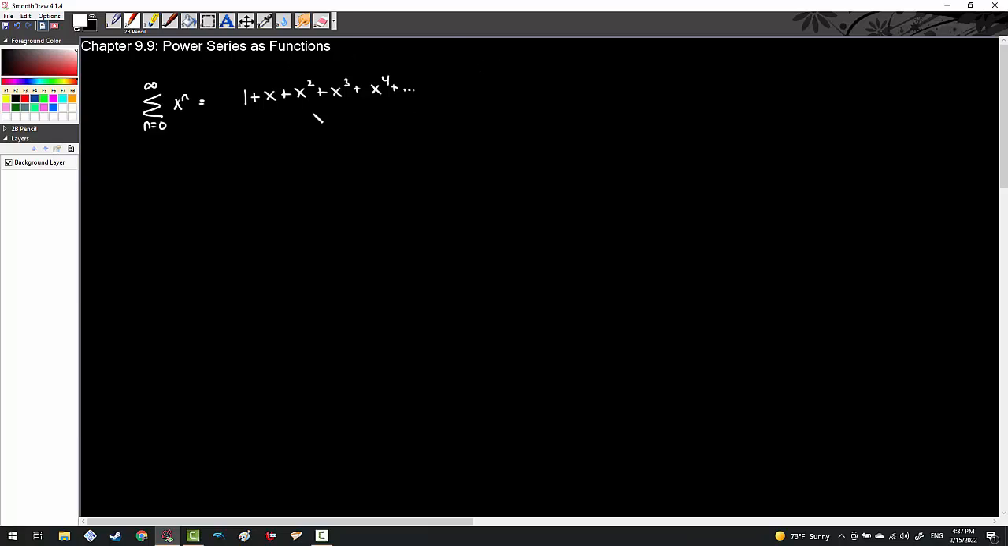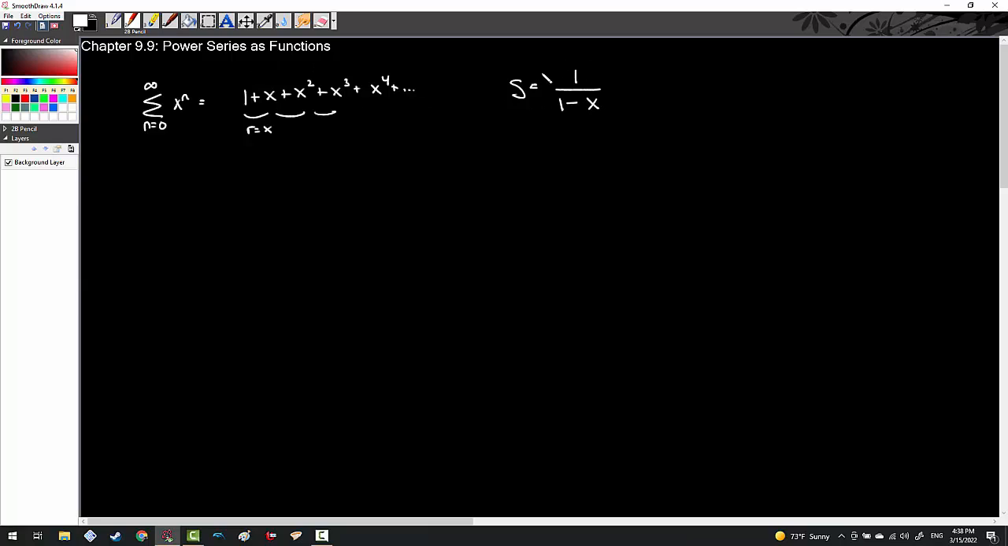Because this is a geometric series, right? And I can tell that because the r value is equal to x. I'm multiplying by x every single time. I can find the sum of this series right here. I can say that s is equal to a sub 1, which is 1, over 1 minus r, in this case, 1 minus x, right?